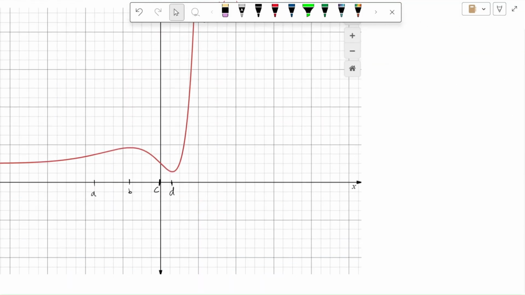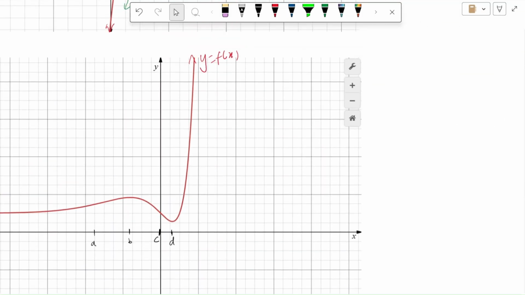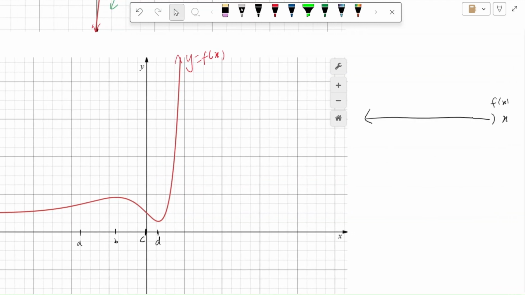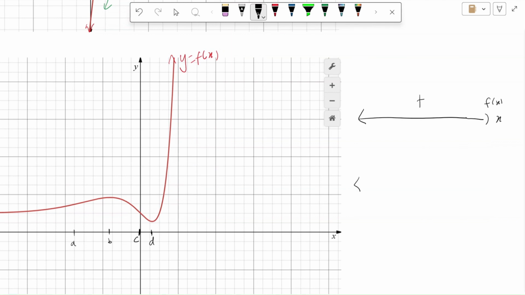So your pictures don't have to be perfect, but they should roughly resemble what it looks like. This one here. So let's do sign diagrams of everything. So here's x and f of x. We've got to put our x-intercepts on, which there's none. So it's above the axis the whole time.